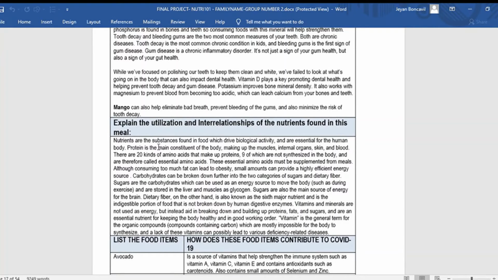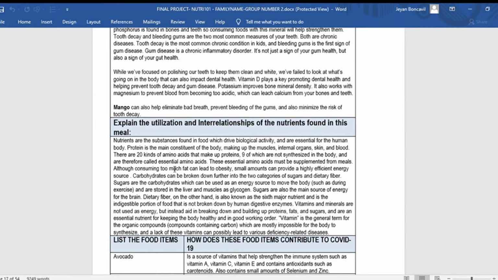Nutrients are the substances found in food which drive biological activity and are essential for the human body. Protein is the main constituent of the body, making up the muscles, internal organs, skin, and blood. There are 20 kinds of amino acids that make up proteins, 9 of which are not synthesized in the body and are therefore called essential amino acids. These essential amino acids must be supplemented from meals.